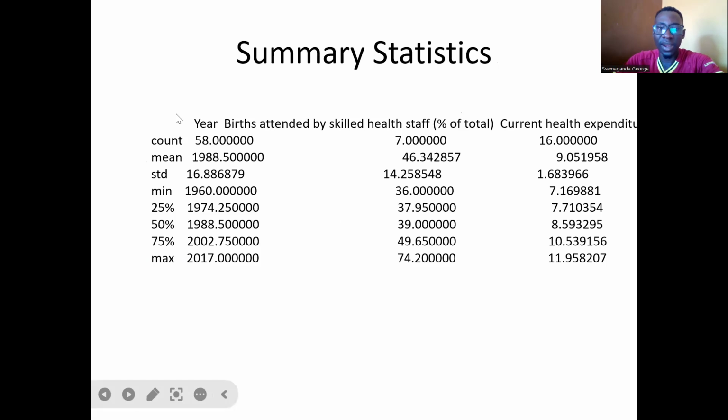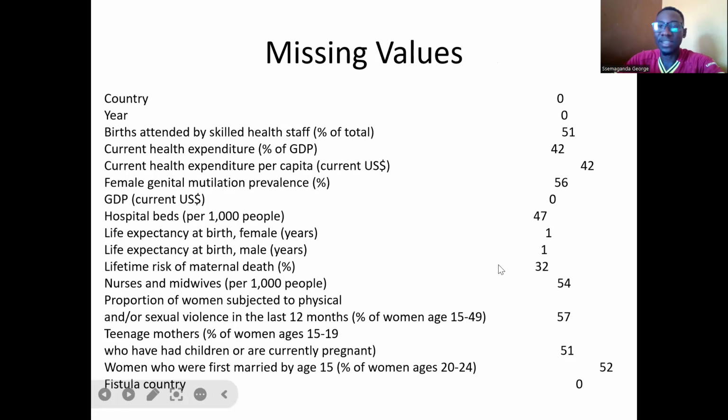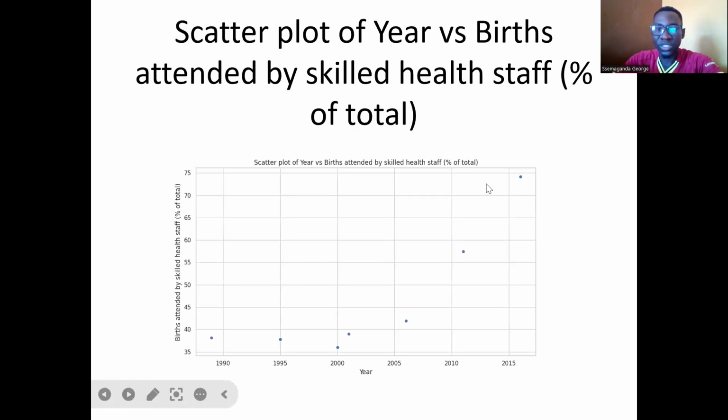So the statistics are here for the data, and yes, this data had some missing values, and of course it required a little bit of cleaning and processing. Then basically we shall look at the visualizations. This is the visualization for the year versus births attended by skilled health staff. It is shown clearly that there is a gradual increase between the year 1990 and 2015 in the number of births attended by skilled labor.